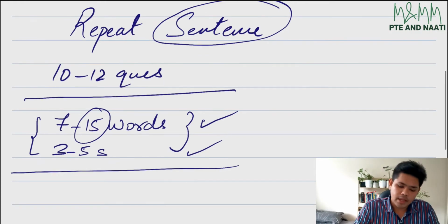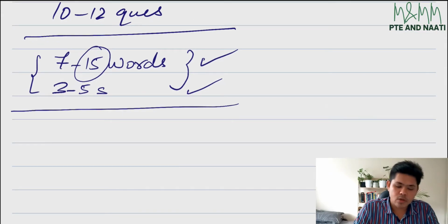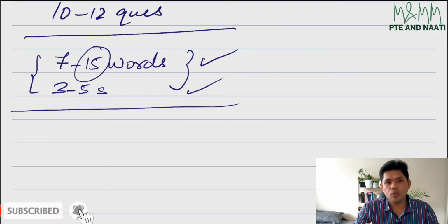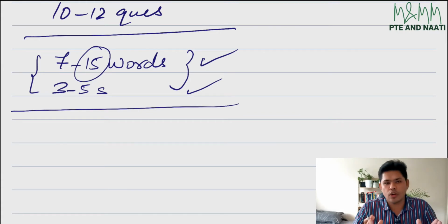Okay. Now, the next thing that I want to discuss over here is what happens in repeat sentence. Now, first thing is you will get a small prep time. What is that prep time? Preparation time, I mean 3 seconds. So before the audio starts playing, they will give you 3 seconds. You can see it on your screen. It says beginning in 3, 2, 1.